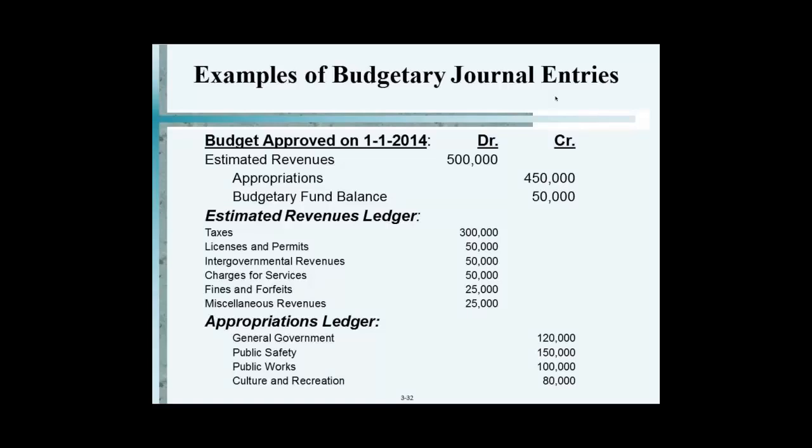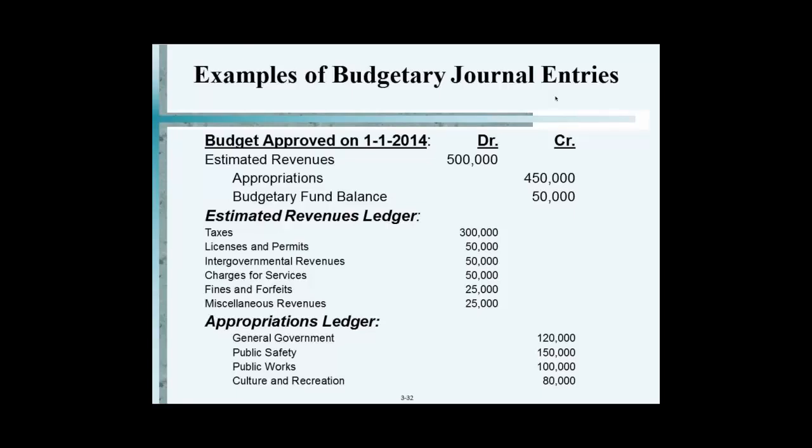Budgetary accounts always have the opposite balance of the real accounts. So expenditures have what? Expenses like expense have what? A balance of what? A debit. So what would estimated expenditures or appropriations have a balance of? Credit. Revenues have a balance of what? Credit balance, but estimated revenues are what? Debit. And you might wonder, why is this the case?